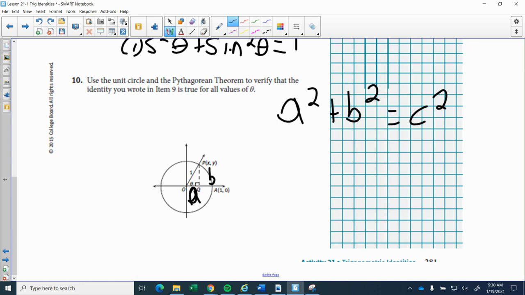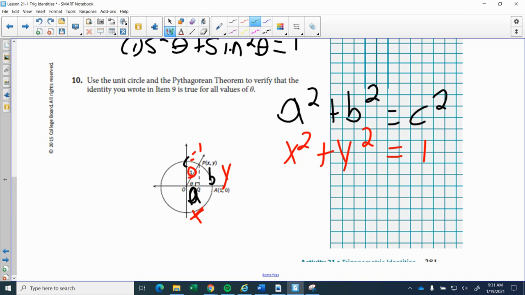Well, what if I just changed the actual lettering of this, okay? What if I change a to be x, because that's technically our x coordinates, b to be y, because those are our y coordinates. Instead of c, because our hypotenuse equals 1, we change c to be 1. Well, this would become x squared plus y squared equals 1, right?